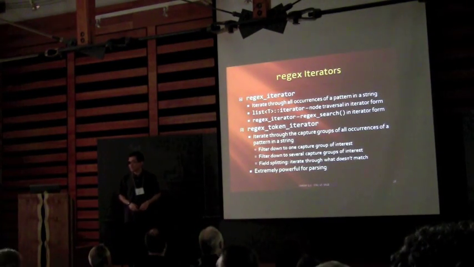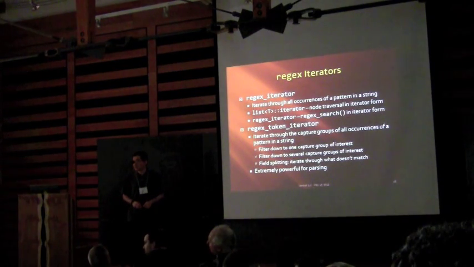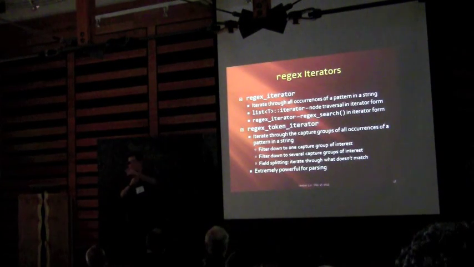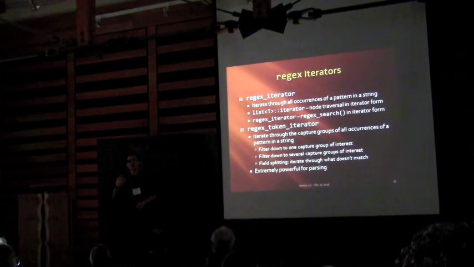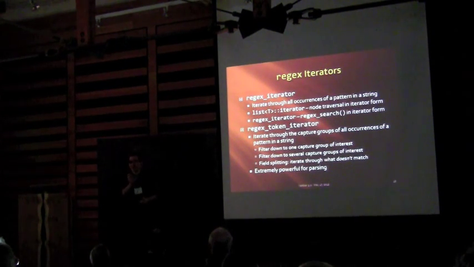Question? Yeah, for the regex iterator, what happens when you have nested captures? Nested captures like paren, paren stuff. That's actually a concern even just for regex match and search. The answer is just intuitive, except when your outer capture group is quantified. If you're saying zero or more occurrences of this outer capture group, and then you've got an inner capture group, essentially every time it matches, it gets overwritten.